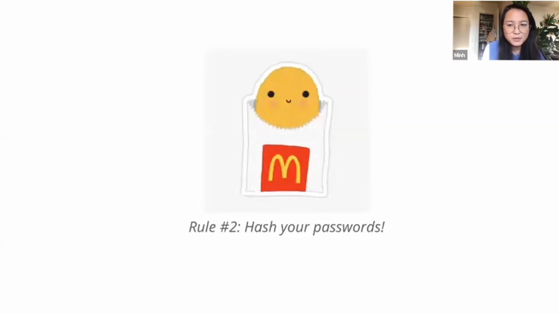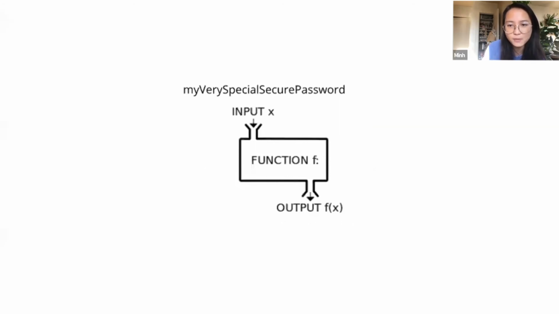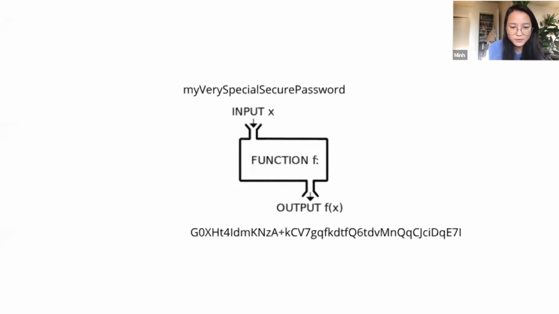Rule number 2 is to always hash your passwords. What is hashing? It is a function that takes in some input and spits out some nonsense output. It has a couple of important properties. The first one is that if you give it the same input, it should always give you the same output. So here, if you give it the string, my very special secure password, it should give you this nonsense, random looking string.